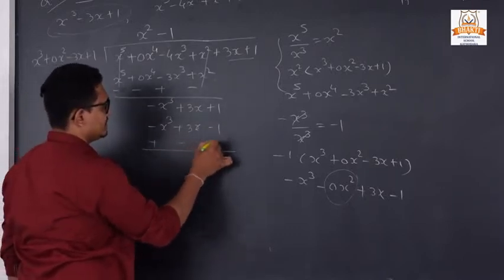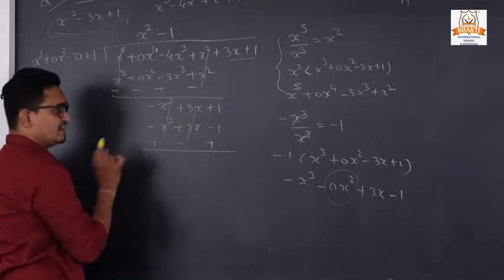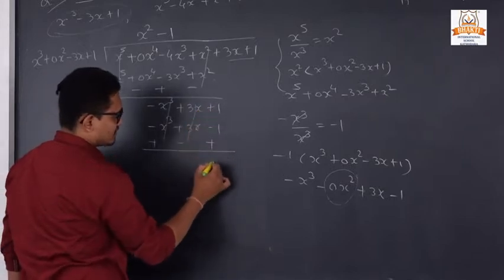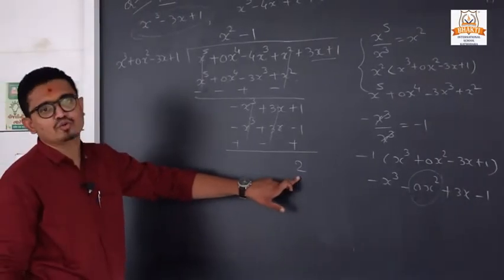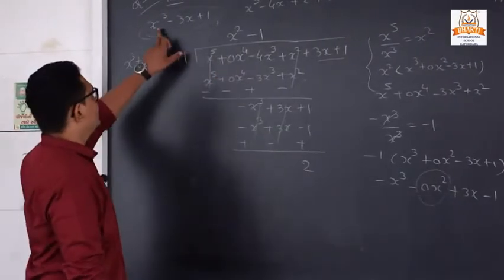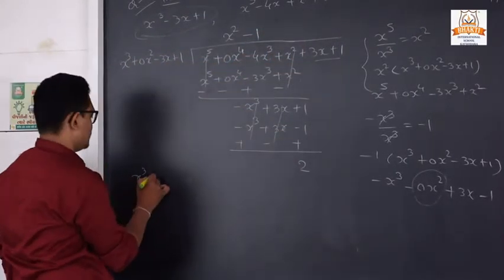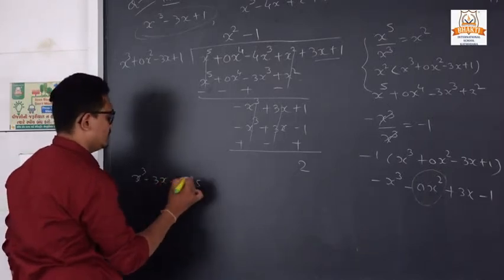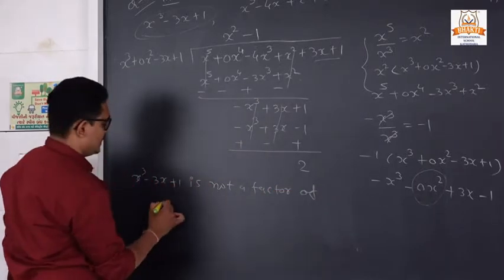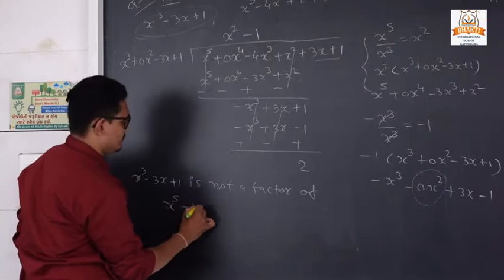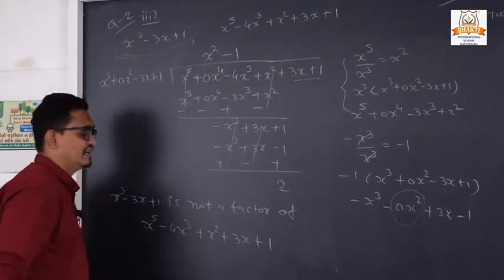Now the sign will be changed. So these both are cut because plus 3x and minus 3x, and minus x cube and plus x cube, plus plus, so it will be 2. So it means what? Here we haven't got the answer 0, but 2. So it is not a factor of that polynomial. So here we can write like that: x cube minus 3x plus 1 is not a factor of x raised to 5 minus 4x cube plus x square plus 3x plus 1.